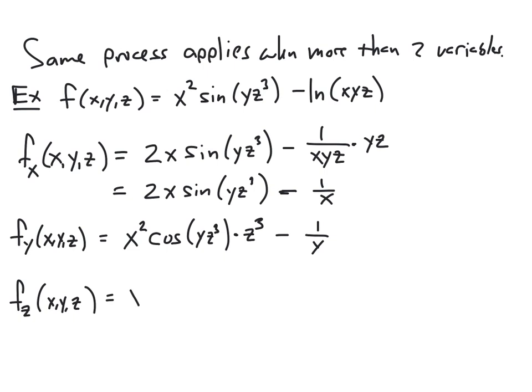Right, so in this case, again, x squared is a constant. And we have to differentiate sine of yz cubed. So that'll be cosine of yz cubed. And then the chain rule, in this case, it's a little bit different. We have to multiply by the derivative of yz cubed, which will be 3yz squared. And then again, 1 over xyz multiplied by xy, and that yields 1 over z.